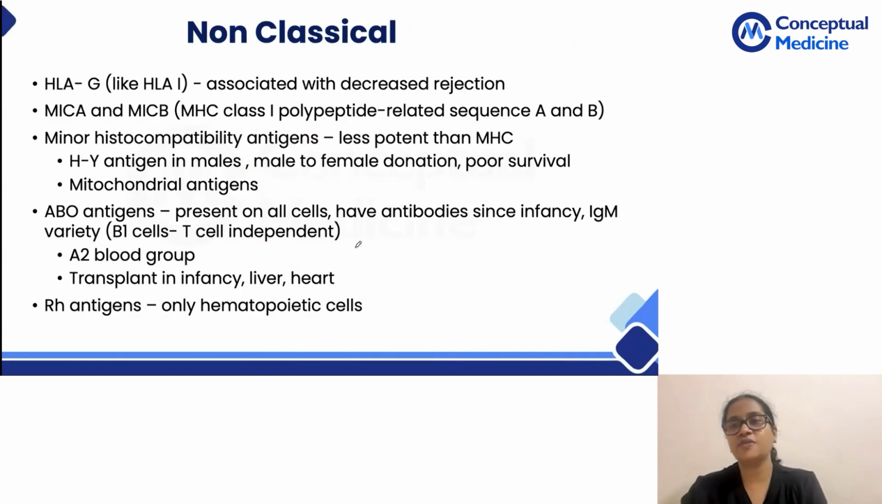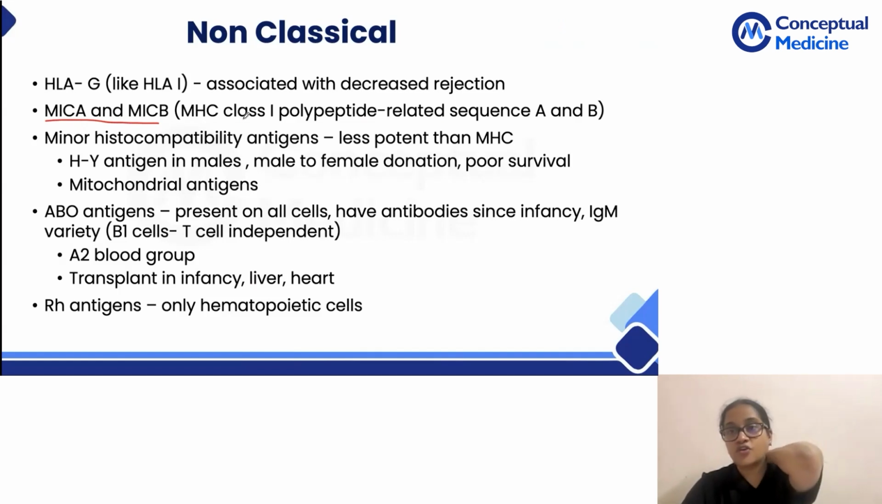So apart from these classical class 1 and class 2 genes, there are other non-classical HLA genes that we are recognizing, one of which is HLA-G. So these are not that important. The MICA and MICB, these are the minor antigens. These ones are also being recognized in non-HLA rejections.